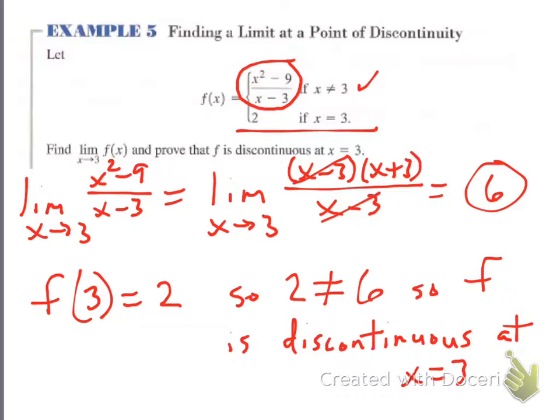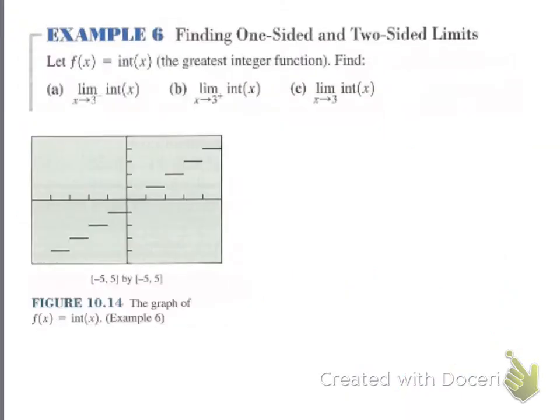So f is discontinuous at x equals 3 because the limit as x approaches 3 is 6, but the actual value at 3 is 2. So those aren't equal, so it's discontinuous.